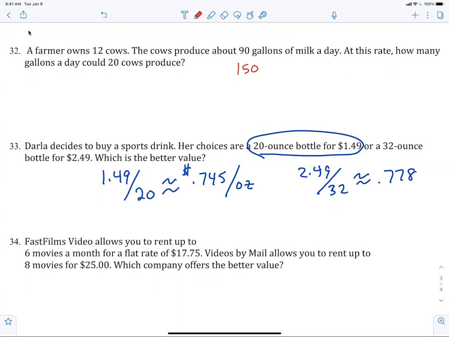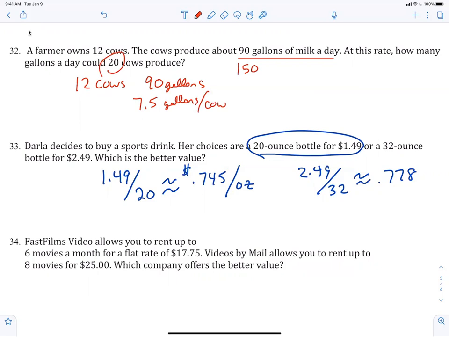Why would you be guessing, and why not just do the math problem? Well, I tried to, but then. So it says a farmer owns 12 cows. The cows produce 90 gallons of milk per day. Right? So 12 cows equals 90 gallons. You with me? So I want how many gallons per cow? So if I ask you how many gallons per cow, I would divide 90 by 12. Yes, do 90 divided by 12 on your calculator. It's 7.5. 7.5 gallons per cow.